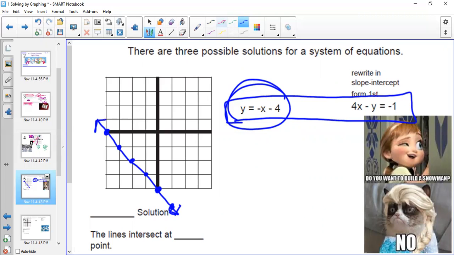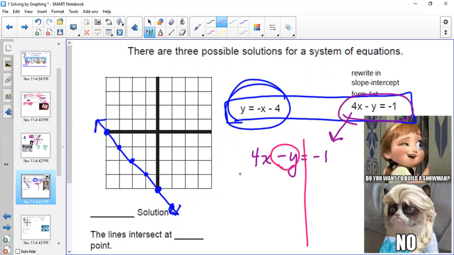All right, the second one is tricky. We don't really like to graph when it's in standard form. Now you can find your x-intercept and your y-intercept, or a lot of you guys like to rewrite it and put it into slope-intercept form. So that's what I'm going to do here. I'm going to get y all by itself.